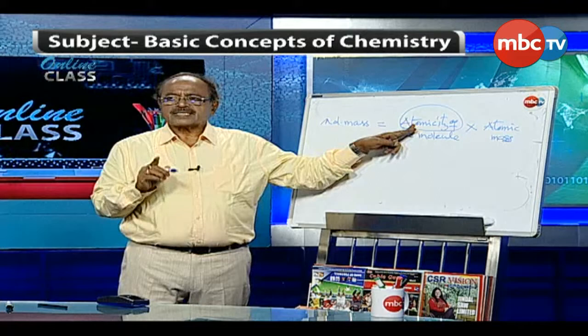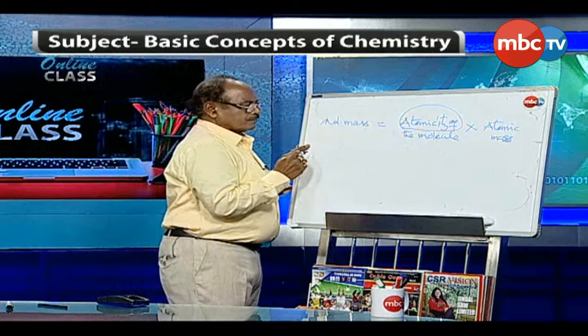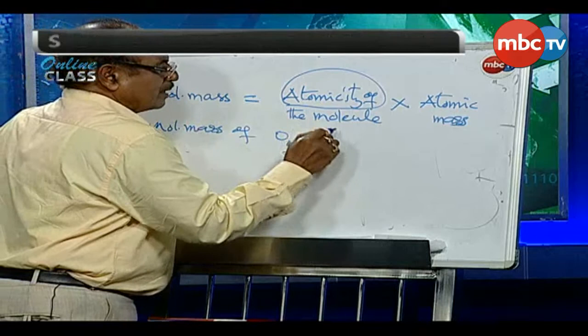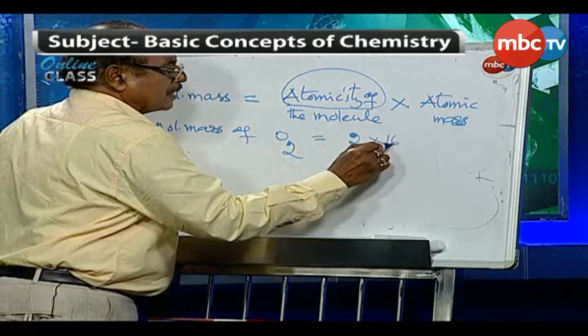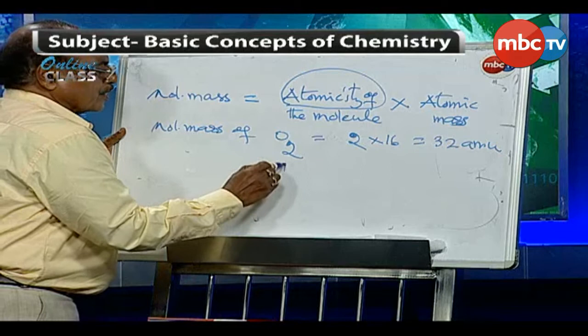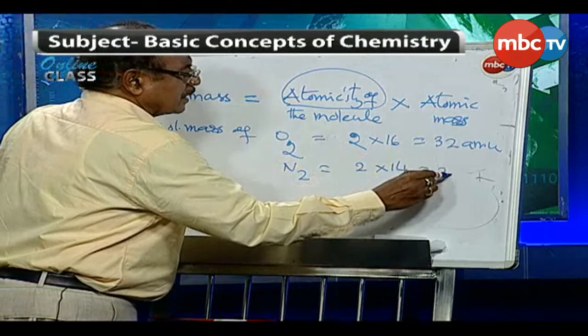So, when you come to the molecular mass of oxygen, O2, the atomic mass is 16. The number of atoms is 2, so 2 into 16 gives 32 AMU. Similarly, the molecular mass of nitrogen is 2 into 14, that is 28 AMU.